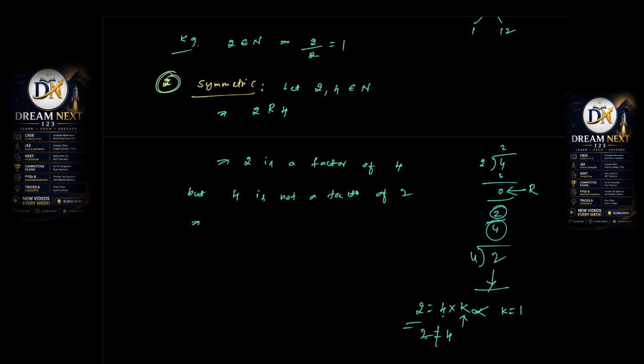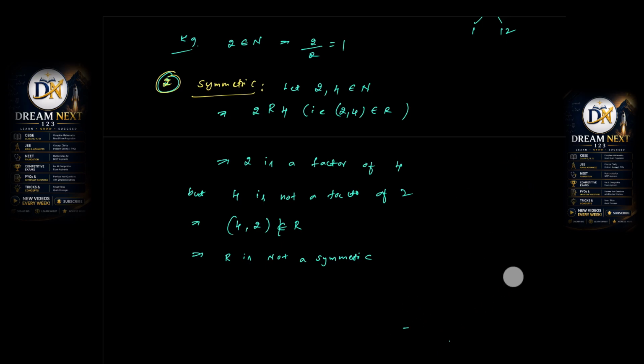That implies 4 is not related to 2. I will use the symbol like this. Otherwise, you can write like this also: 4 comma 2 does not belong to the relation. But 2 comma 4 belongs to the relation. If you interchange the positions, this does not belong to the relation. That implies relation R is not symmetric.